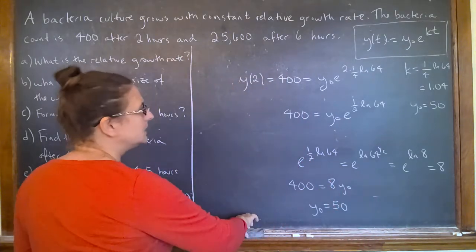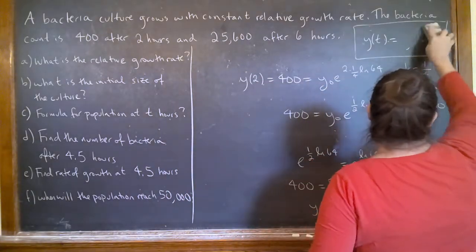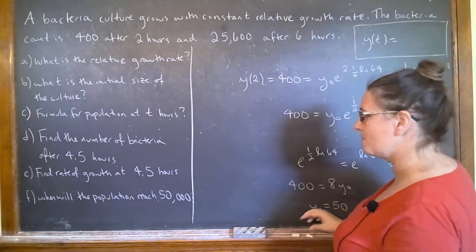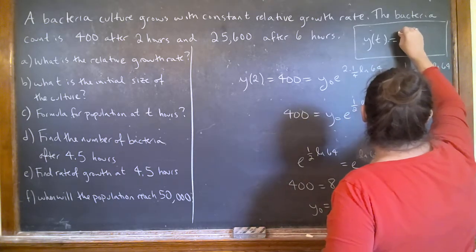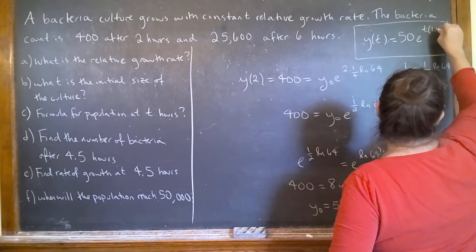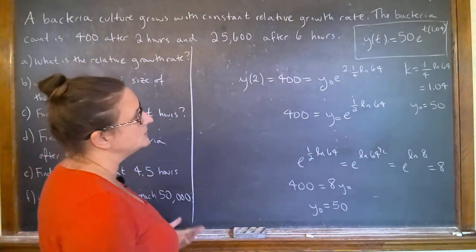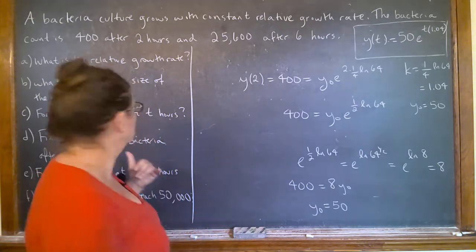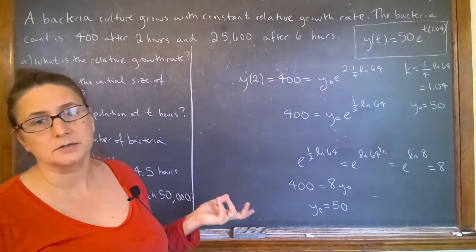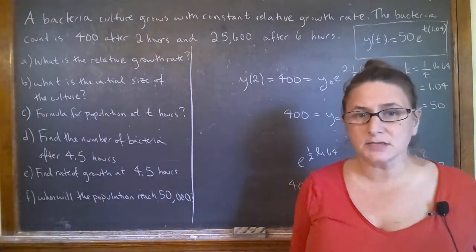So in fact, rather than keep this up here, I'm just going to write, and that's actually part of number 3, part C, find the population. It's going to be 50 e to the t times 1.04. And so that's what it is, right? That's the formula for the population. So now I can answer all the rest of the questions they happen to throw at me because I know what the population is at any time t.